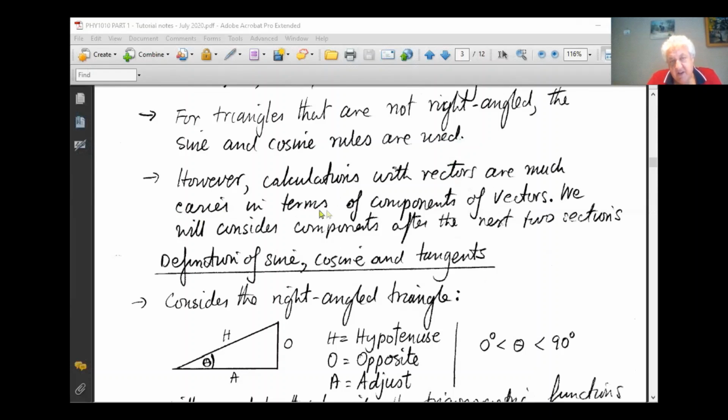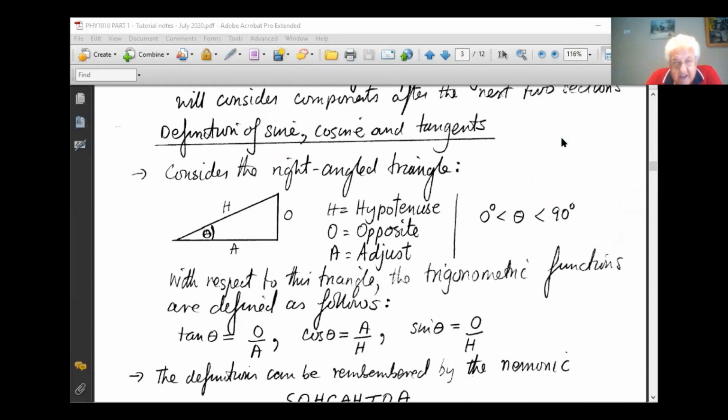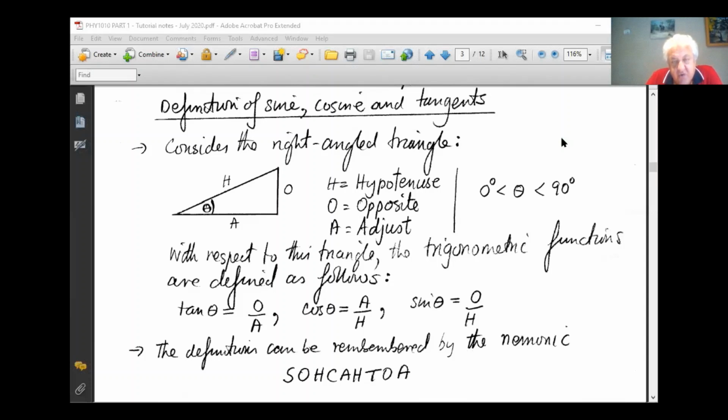However, calculations with vectors are much easier in terms of components of vectors. We will consider components after the next two sections. I'm going to pause here from vectors and just go through some revision. It's things that you should know from before.